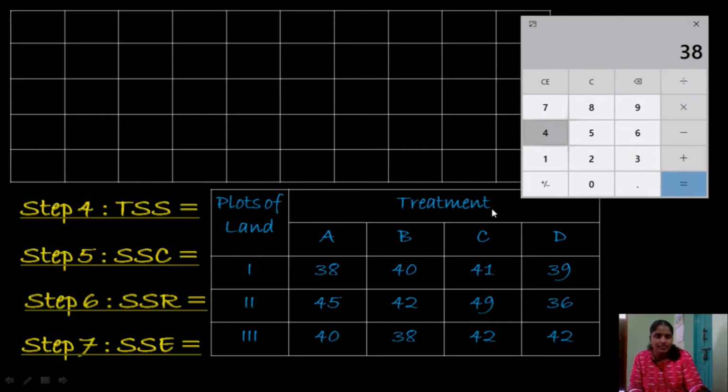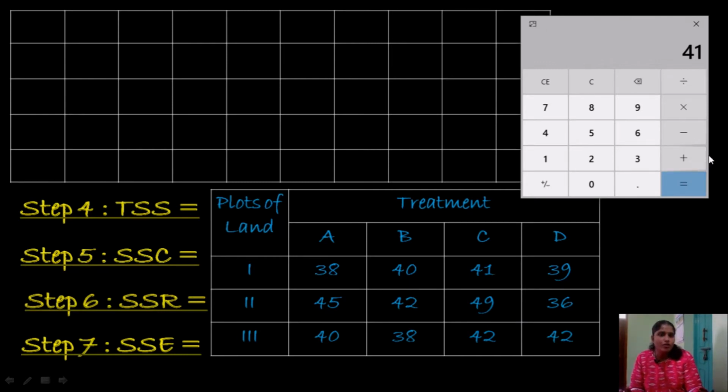38 plus 45 plus 40 plus 40 plus 42 plus 38 plus 41 plus 49 plus 42 plus 39 plus 36 plus 42. You get the total as 492. And you divide this by the number of values given here. So totally we have 3, 6, 9, 12 and divide this by 12. You get the value exactly 41.